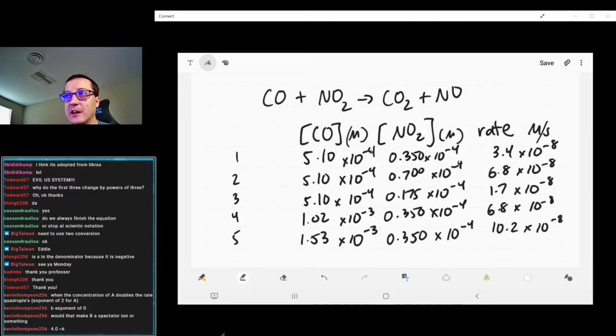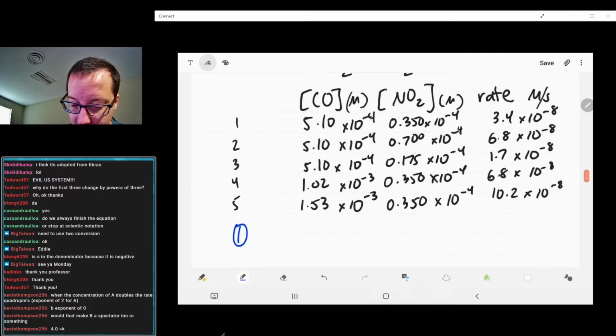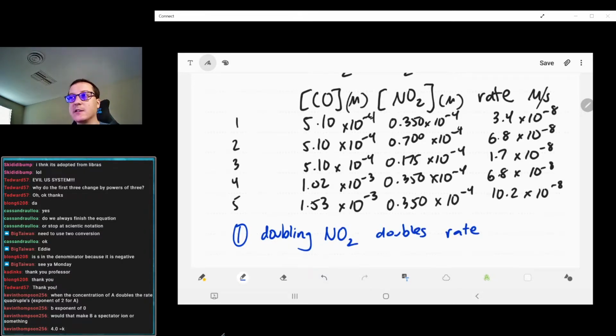We see that our rate or our concentration of carbon monoxide is not changing. We see we have a doubling of nitrogen dioxide. And in terms of rate, we have a doubling. So the first thing we know is that doubling nitrogen dioxide doubles our rate.